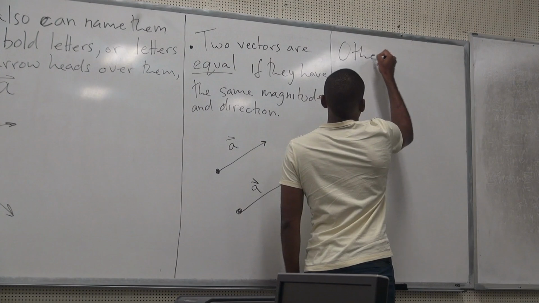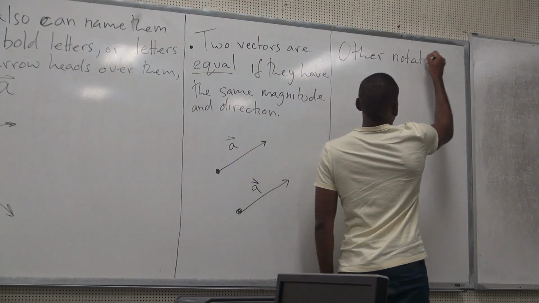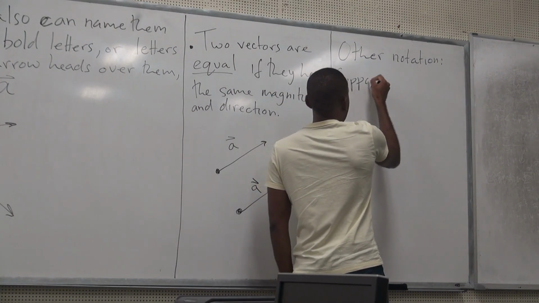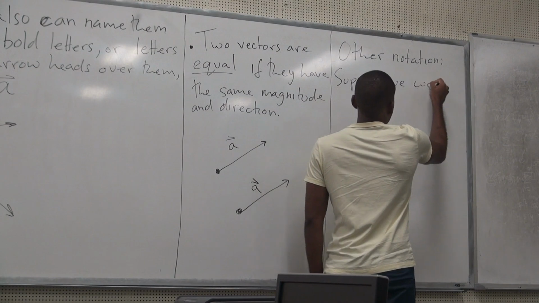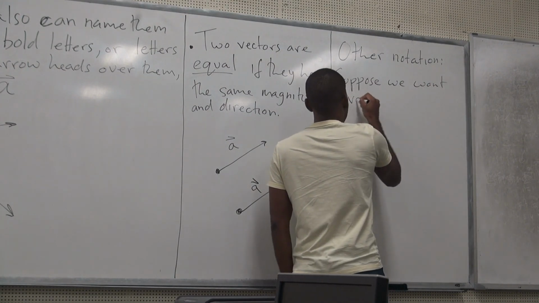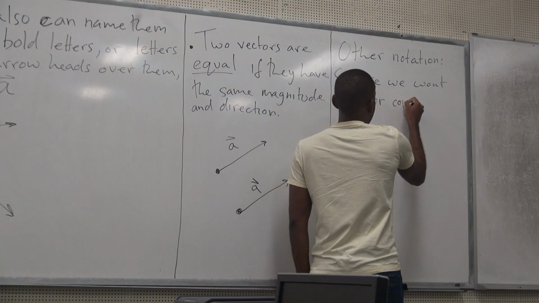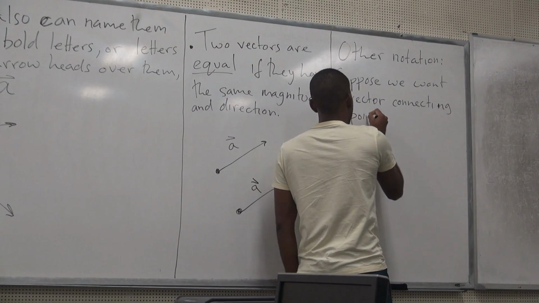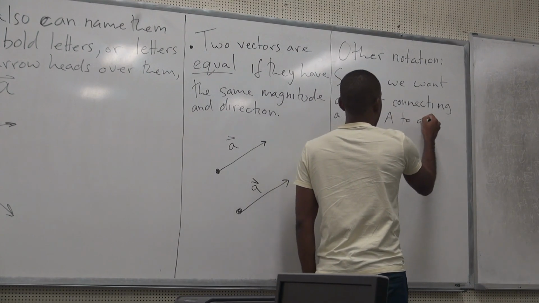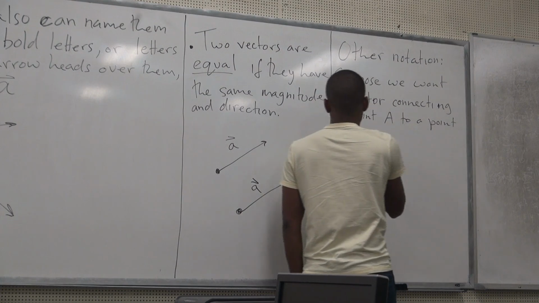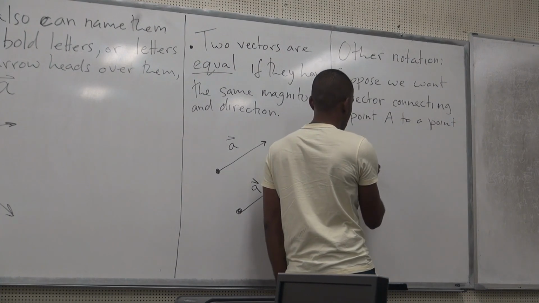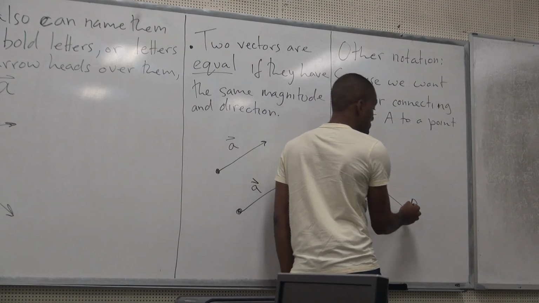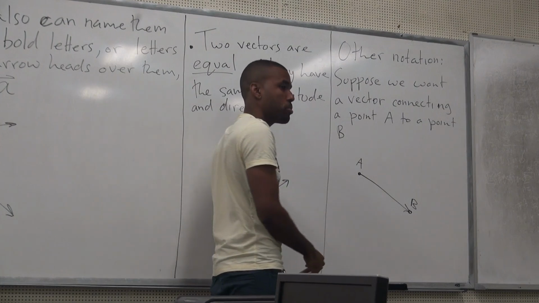Other notation. Suppose we want a vector connecting a point A to a point B. Right, so I have 2 points in space. This is point A. This over here is point B. And I want to create a vector, which we'll be talking about how to do that, that goes from A and hits point B. Right?